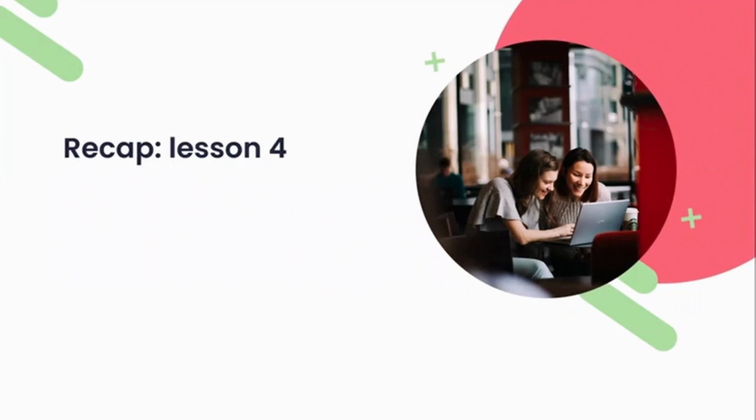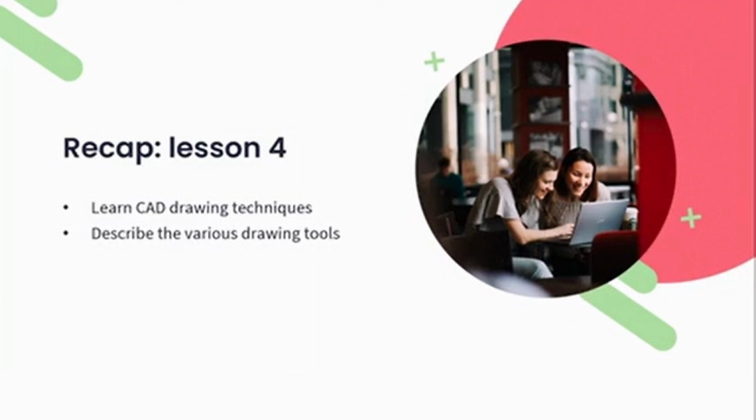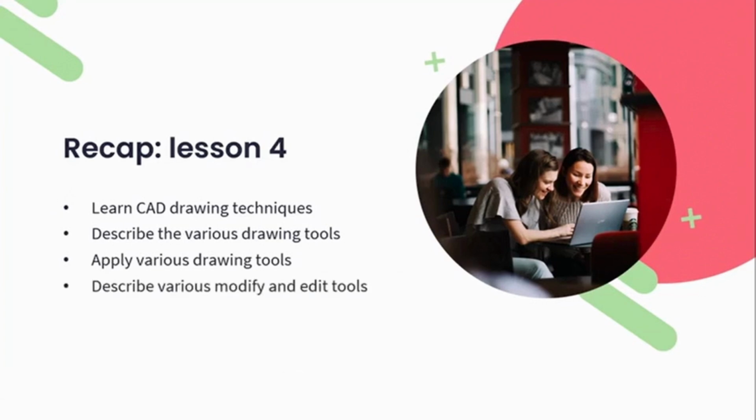Wow, and we've finally come to the end of lesson 4, a jam-packed lesson, but a really fun one at that. Let's do a quick recap. So firstly, we started off this lesson by learning some of the CAD drawing techniques. Following that, we described the various drawing tools available to us. We then applied those drawing tools in a fun tutorial example. From here, we described various modification and editing tools, and then we used those tools to edit our drawing.